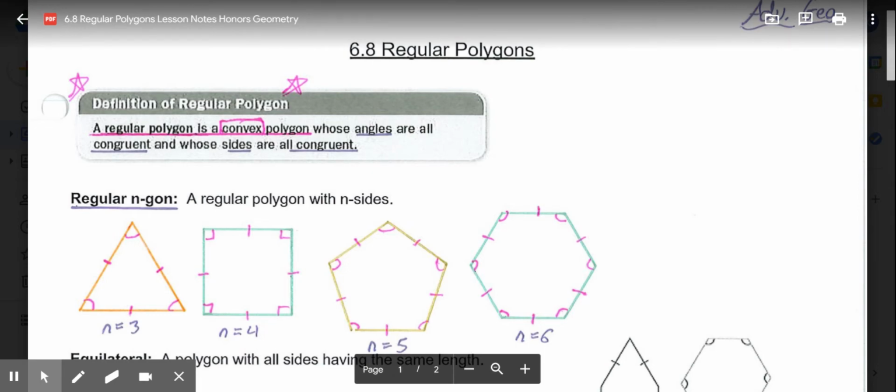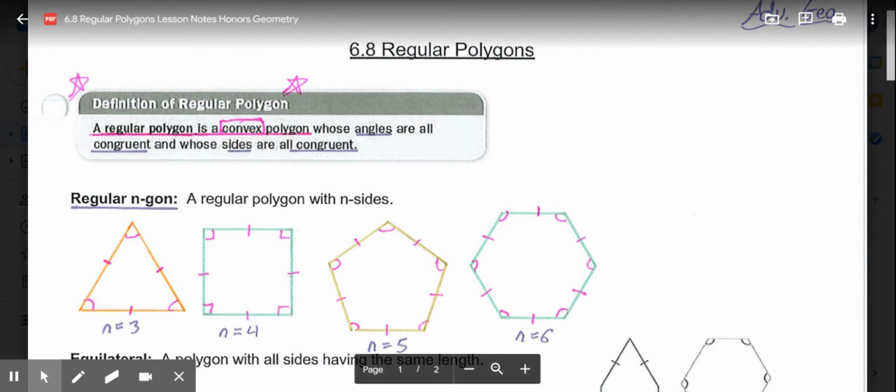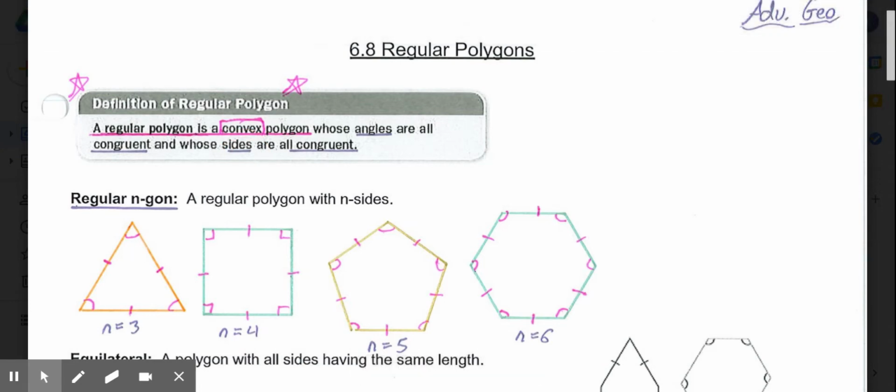sides are all congruent. So in order to be a regular polygon, the polygon first needs to be convex, then it needs to be equiangular, meaning all the angles are congruent, and equilateral, all the sides are congruent. So a regular n-gon is how we would name any polygon with n number of sides.